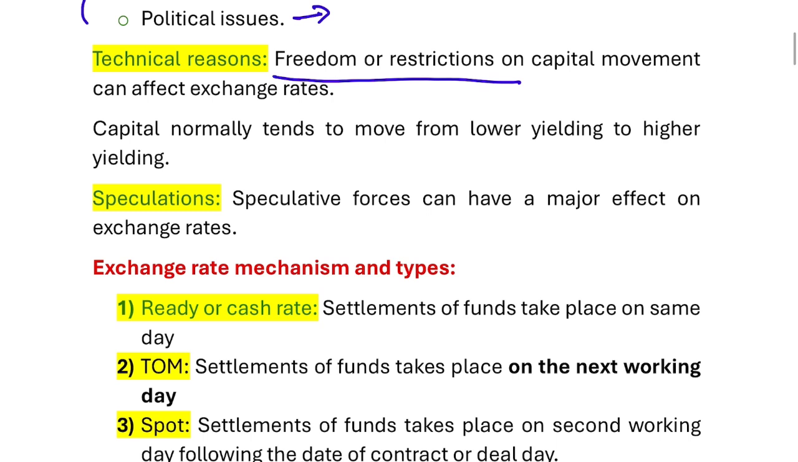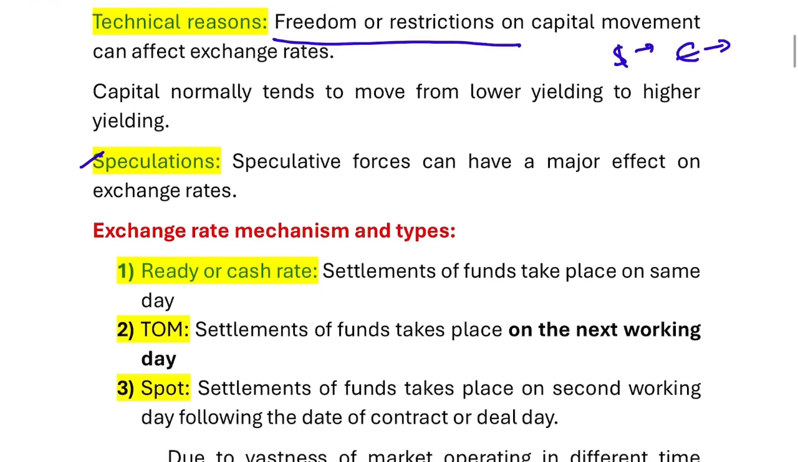And speculations. These are the biggest players in the foreign exchange markets. Somebody makes speculations, suppose the US dollar will go to this much amount and the euro will go to this much amount, and they start trading on the speculations. This also affects the exchange market, right?